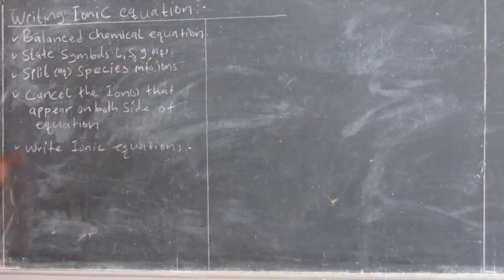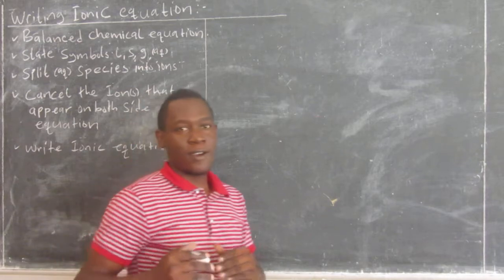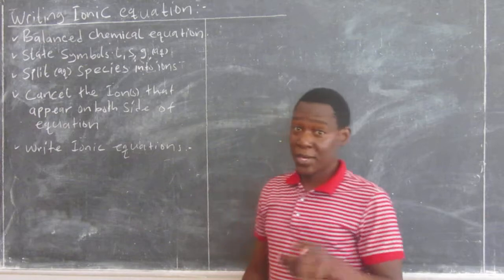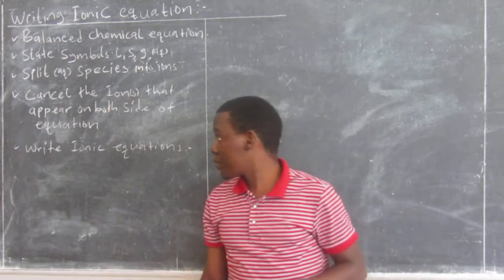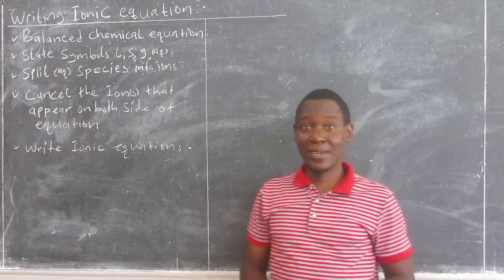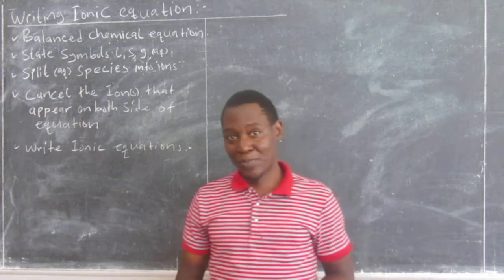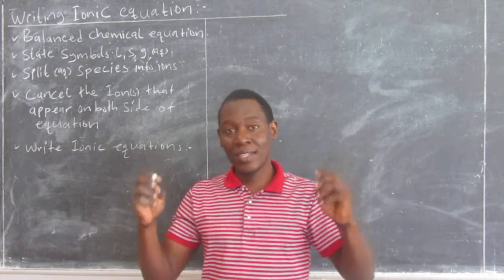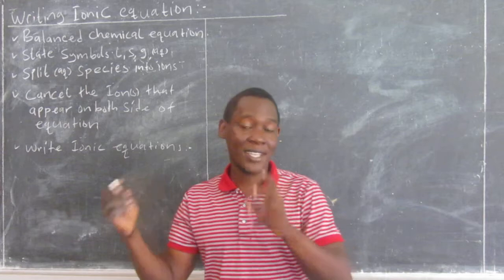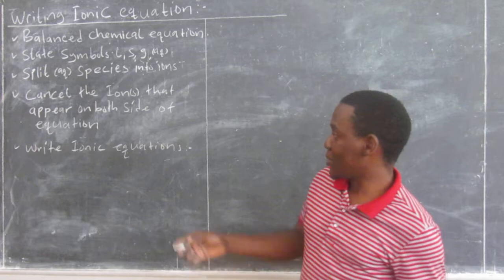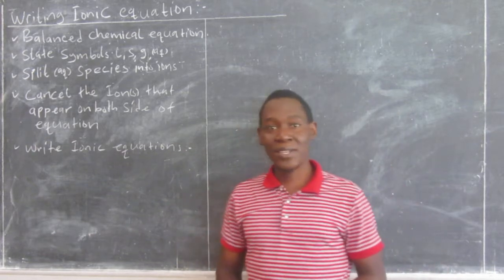Another step is to split aqueous species into ions. Since you have written a well-balanced chemical equation, identify the aqueous species. After identifying them, you split them into ions. Then another step is to cancel the ions that appear on both sides of the equation. You take them out of your equation because they are of no use. They are the ions you call the spectator ions. They don't take part in the chemical reaction. They just observe and see what takes place. Then what you're remaining with is the ionic equation.